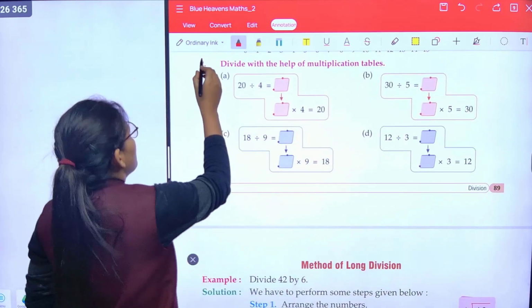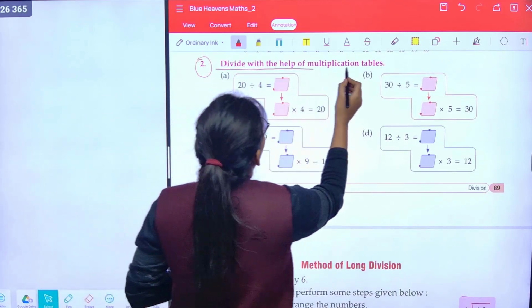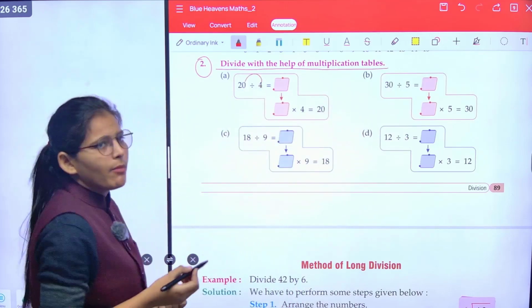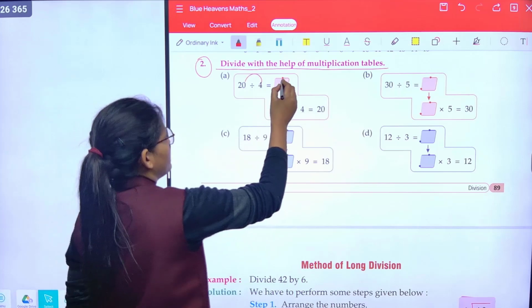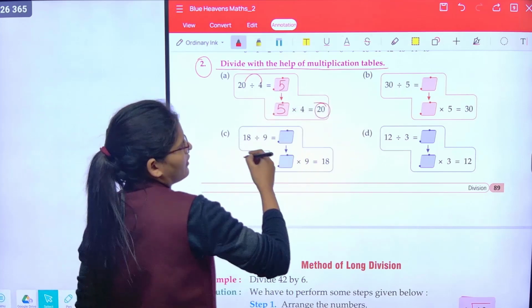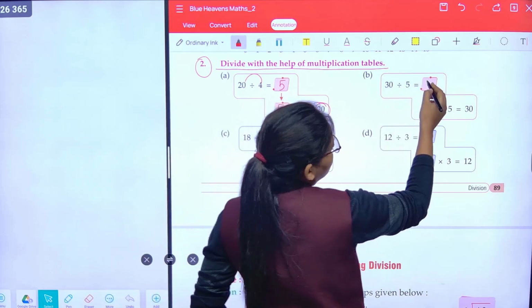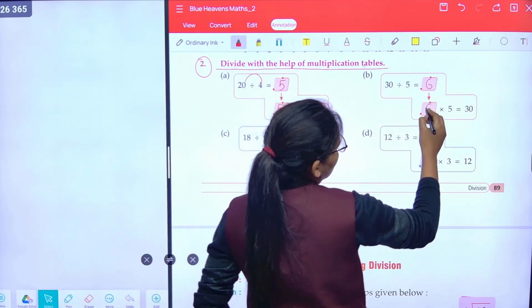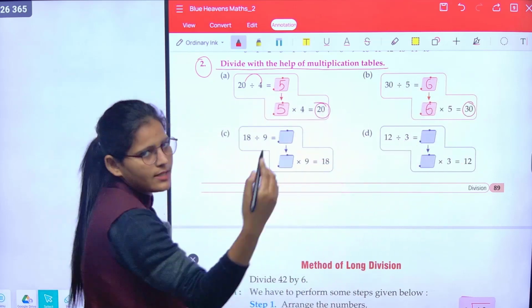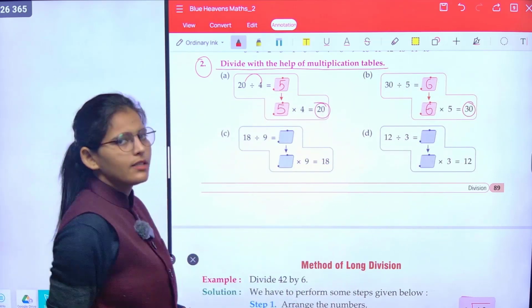Now question number 2, divide with the help of multiplication table. 20 divided by 4 is 5. Now 5 4s are 20. Again 30 divided by 5. 5 6s are 30. 6 5s are 30. Understand? Dividend and the product is same. Rest of the parts do yourself.